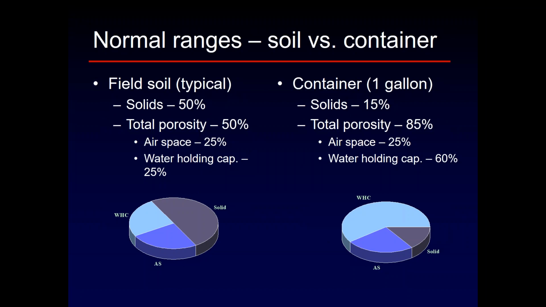And this is a good thing too, because our containers have a limited volume, whereas plant roots can continue to explore the soil and find other sources of water. They can grow laterally and they can grow down into the soil profile. With the limited volume of our containers, we need more water holding capacity so that the plant can survive in that container without being irrigated constantly.